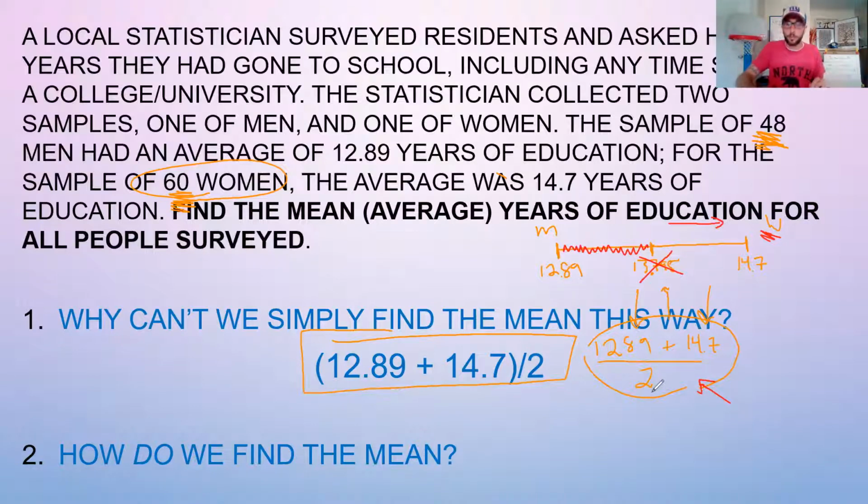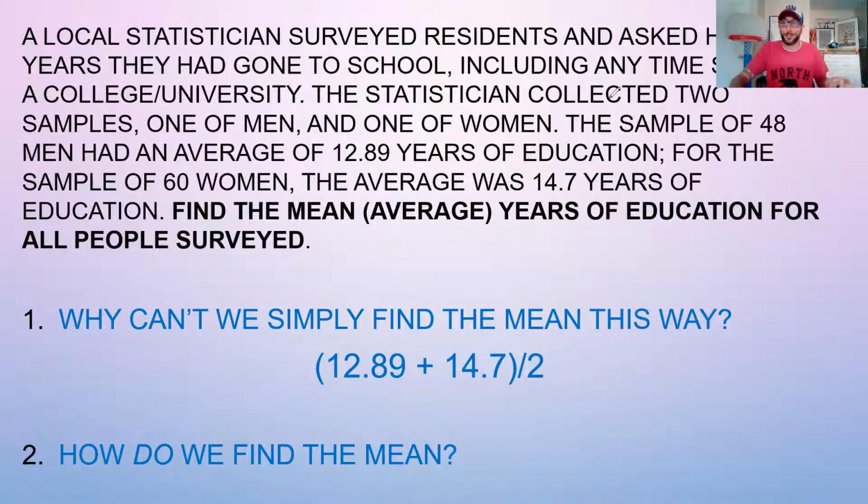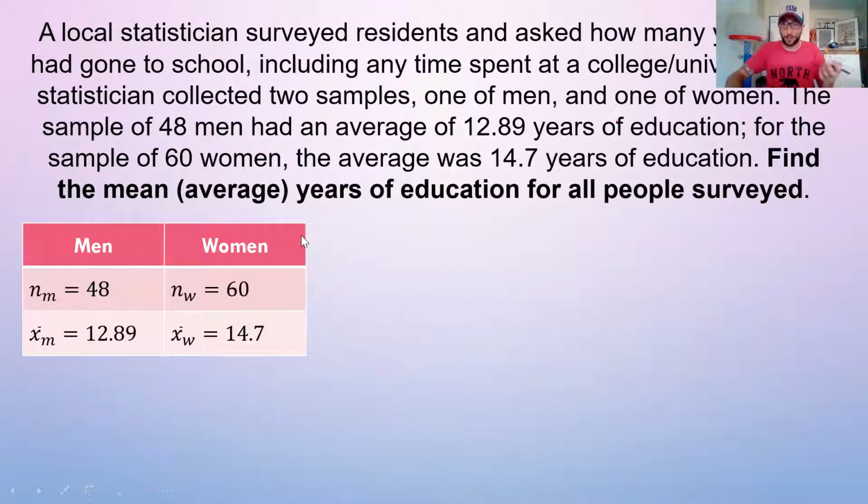And there's a couple ways we could go about doing it. We could think about proportional reasoning, or we could do something else. So let's do it. That's the whole video, is us doing this problem.